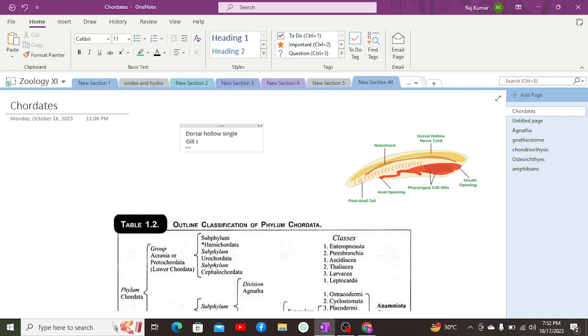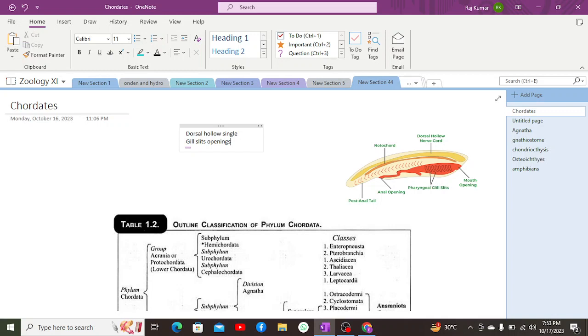The third characteristic is gill slits. Gill slit openings are present in all chordates. Some have gill slit openings permanently throughout their lifetime, for example fishes, in which the gill slits persist throughout life. In some other organisms, gill slit openings are only present in the larval stage, for example amphibians.